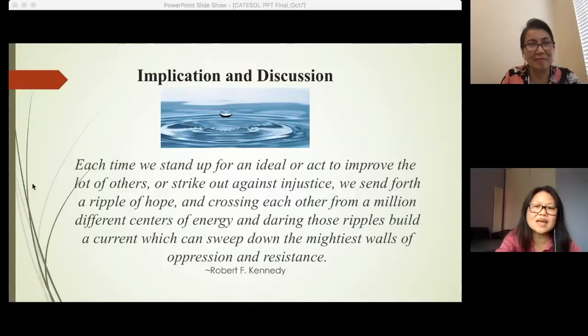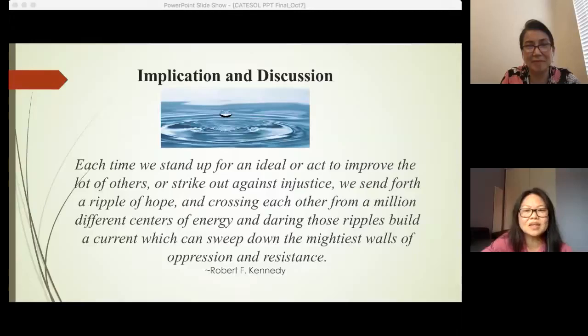What it says is: each time we stand up for an ideal, or act to improve the lot of others, or strike out against injustice, we send forth a ripple of hope, and crossing each other from a million different centers of energy and daring, those ripples build a current which can sweep down the mightiest walls of oppression and resistance.